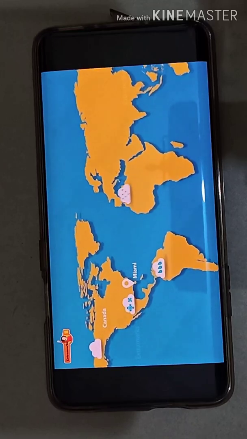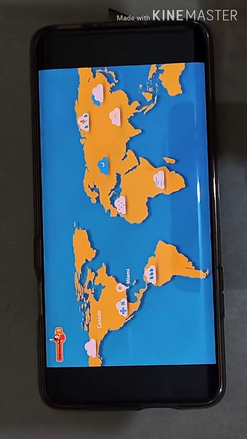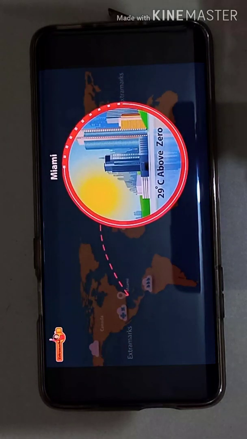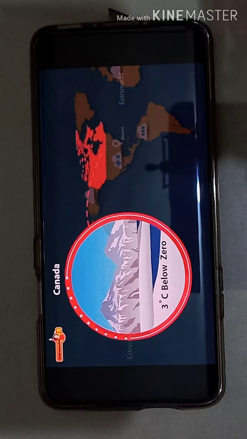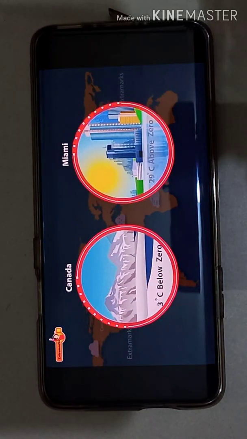You will find it interesting to know how much the temperature of a place can vary across the world on any given day. For example, it could be 29 degrees Celsius above zero in Miami, and at the same time, it could be 3 degrees Celsius below zero in Canada. It is good to know that we have different types of numbers available to represent these varying temperatures across the world.